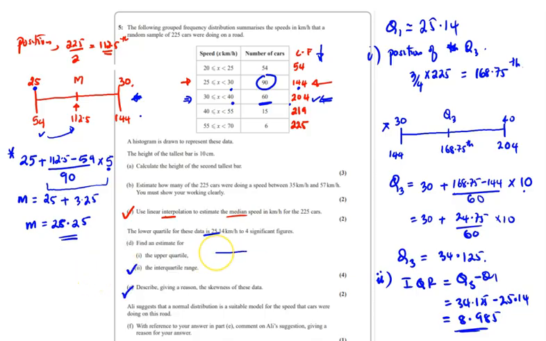So you're trying to look at the skewness. We're trying to look at the difference. This is the median, then this is Q3, and then this is Q1. Let's find the differences. The median is 28.25. Q3 is 34.125, and Q1 is 25.14. Now let us do some subtraction.